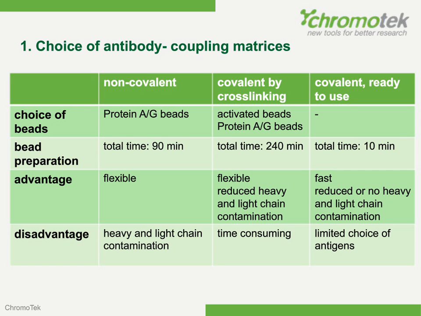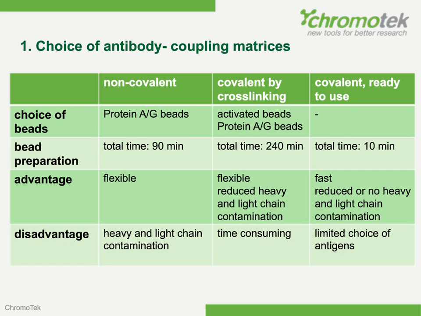To reduce heavy and light chain contaminations in your downstream application, you can cross-link your antibody to protein A or G beads, or couple your antibody directly to activated beads. Using this system, you are still very flexible, but it is more time-consuming and needs more validation.